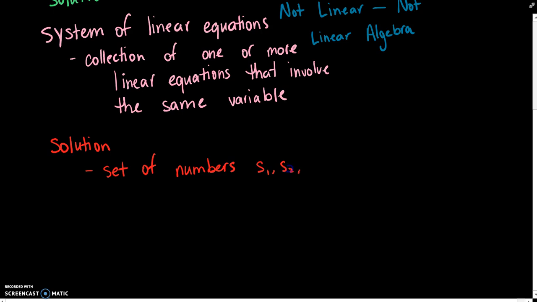S1, S2, all the way to Sn. We'll have an S for each variable, and we'll see that in a little bit. Each variable that we have, excuse me, not necessarily each equation, each variable that we have will have a corresponding value for a solution. So it's the set of numbers that makes each equation true in our system.